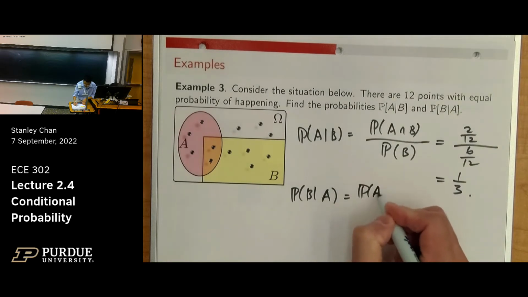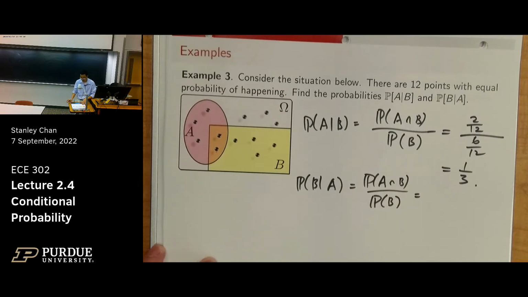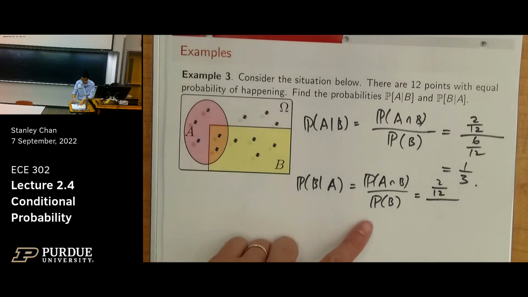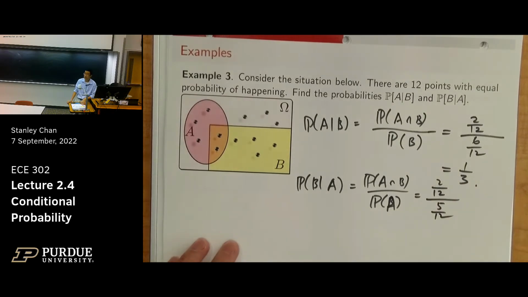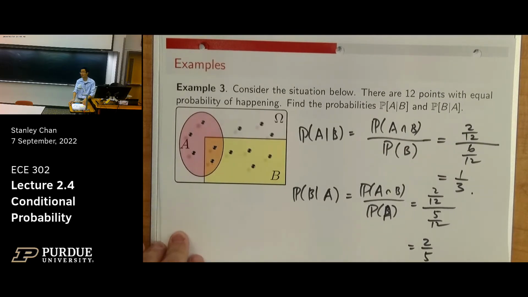This is going to be A intercept B divided by P of B. And now A intercept B, I know this is 2 over 12. Sorry, this is A. Now, what is the size of A? 5 over 12. Okay, and so you get 2 over 5. Again, A given B and B given A, they're different. One way and the other way, they're different. Getting better? This conditional probability, not too hard, right?